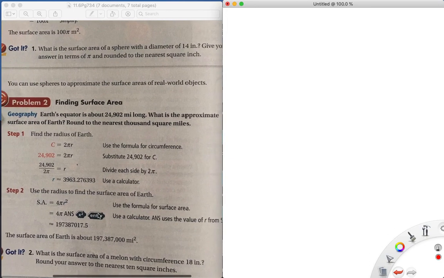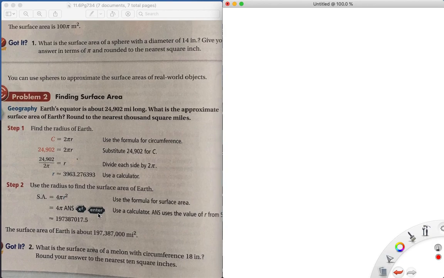So this particular example says that the Earth's equator is 24,902 miles long, and they want to know what the surface area is. So remember that the circumference of the great circle, or you could think of it as the equator, is the circumference for the sphere. So you can use your equation for the circumference, 2 pi r, to find the radius. Circumference is 24,902. You divide both sides by 2 pi, and that gets you your radius.